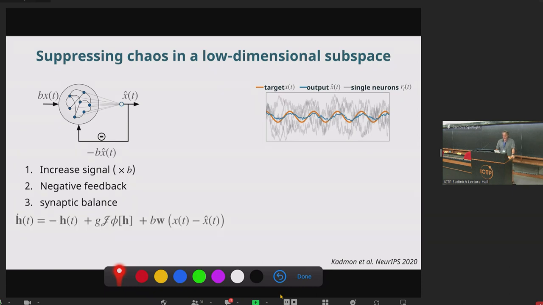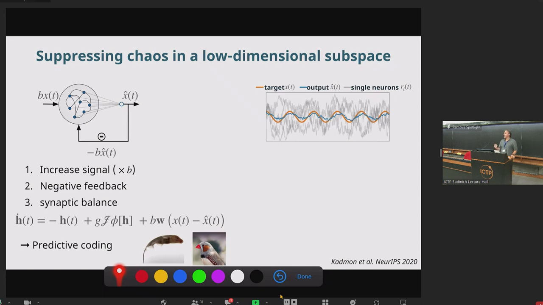What do we get here? We get the same thing that we saw before, but now the input is W times not the input X, but the difference between X and X hat, our estimation. If we take B to be stronger and stronger, this is what we call predictive coding.